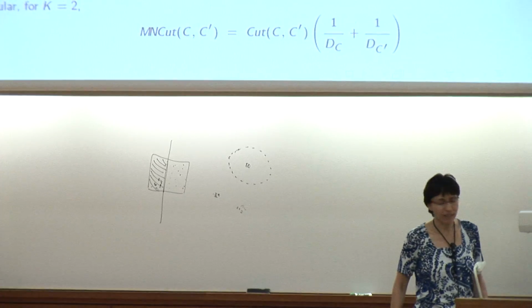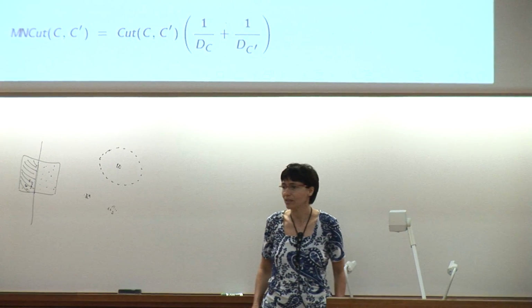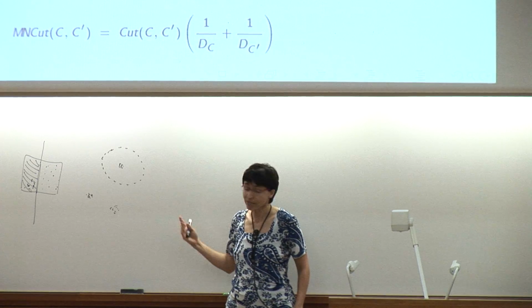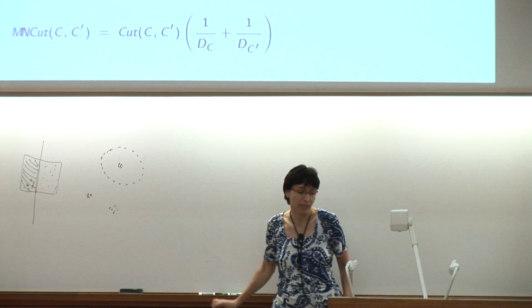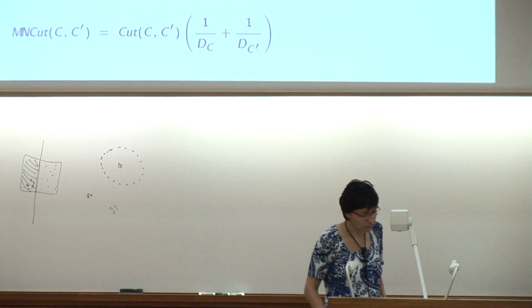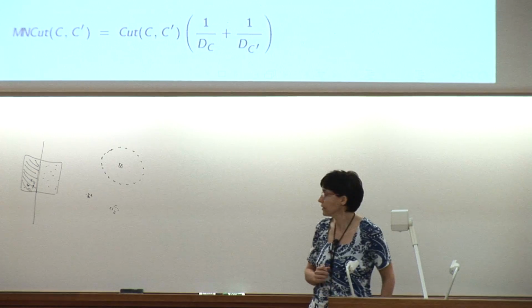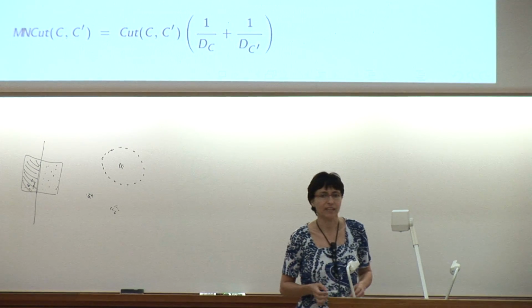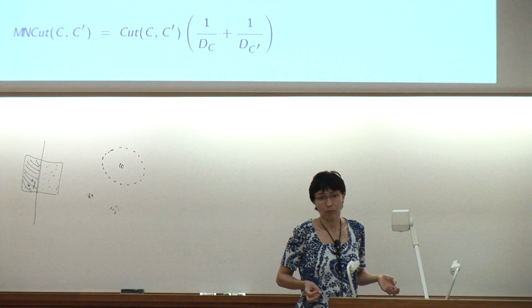I'll tell you later what cautions you must take, or how you have to be cautious about using it on vector data. But besides graph data, it can help with vector data as well. Now let's think how we might. By the way, if I give you a graph of similarities and I say minimize the normalized cut, that's an NP-hard problem.